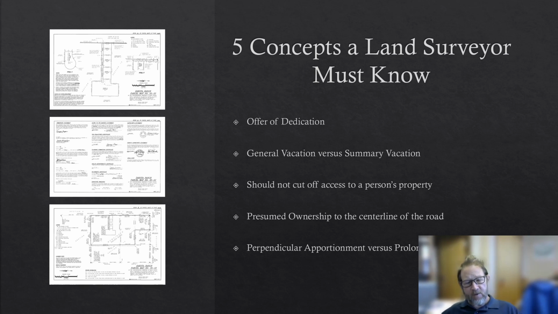So when it comes to laws and statutes regarding road vacations, there's an immense amount of information out there, way too much to cover in a presentation such as this. So instead, what I've done is I've distilled what I feel are 5 important concepts that the surveyor needs to be aware of regarding road vacations, and those concepts are the offer of dedication and the type of road vacation, be it a general road vacation or a summary road vacation. There's the idea that the road vacation should not cut off access to another person's property. There's the presumption that after said road vacation, the abutting owners take ownership to the center of the line, but not in every case. We're going to talk about that. And also there is how to redraw the lot lines after said road vacation.